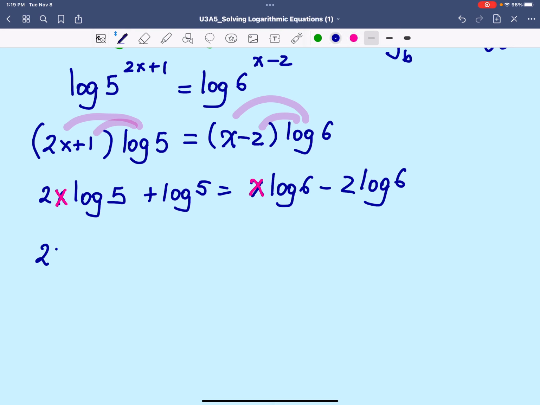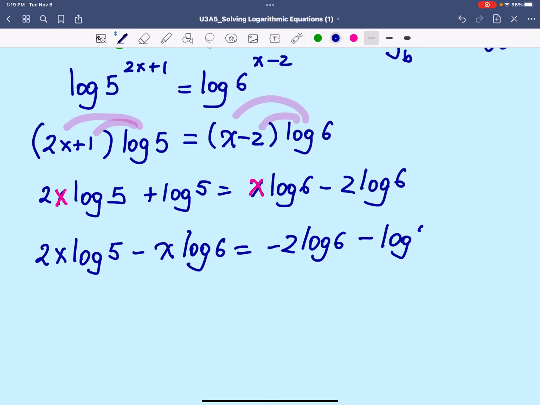And I'm going to rewrite this as 2x log 5 minus x log 6 equals, I'm going to keep the negative 2 log 6 on the right side, and I'll bring over log of 5, which will change its sign from positive to a negative. So again, keep an eye on your variable. Remember, the variable must be isolated from the rest of the terms. And the best way to isolate this one here is by factoring x. So if you factor x out of 2x log 5, then we have 2 log 5 left. And then minus log 6 here.